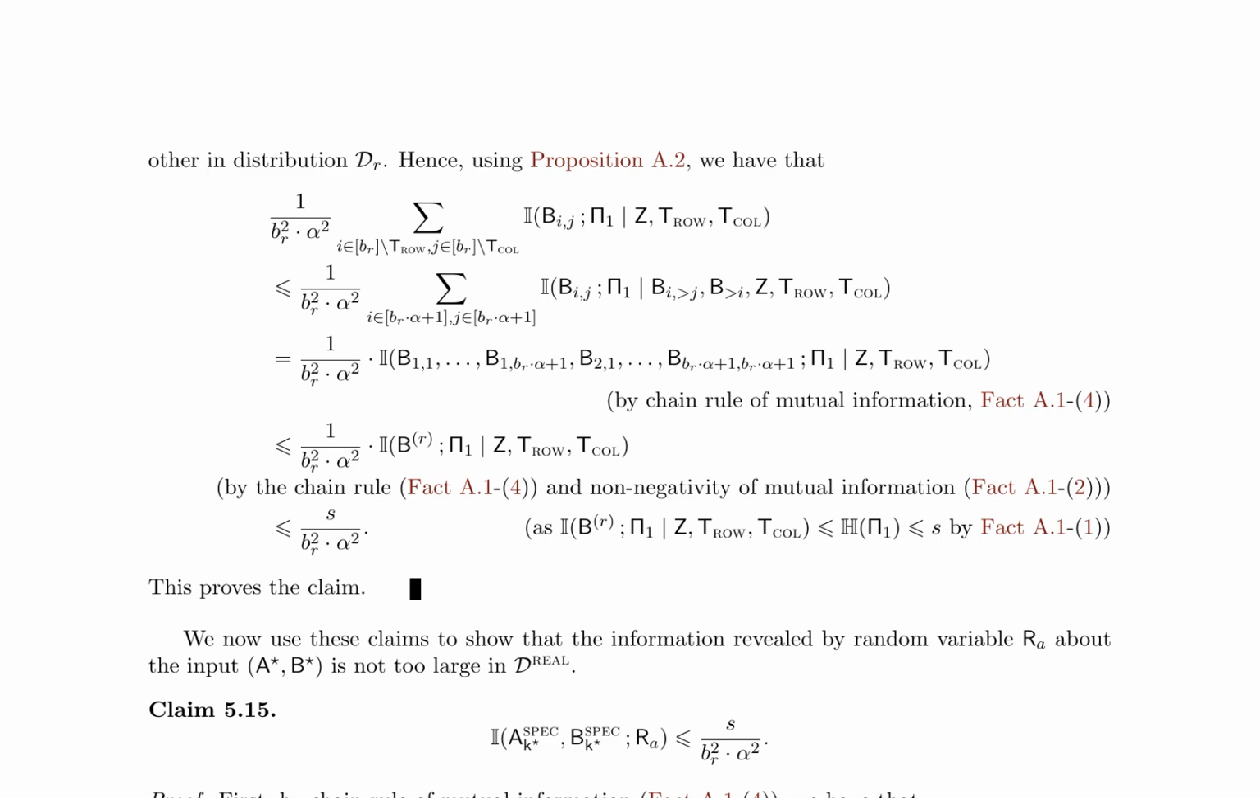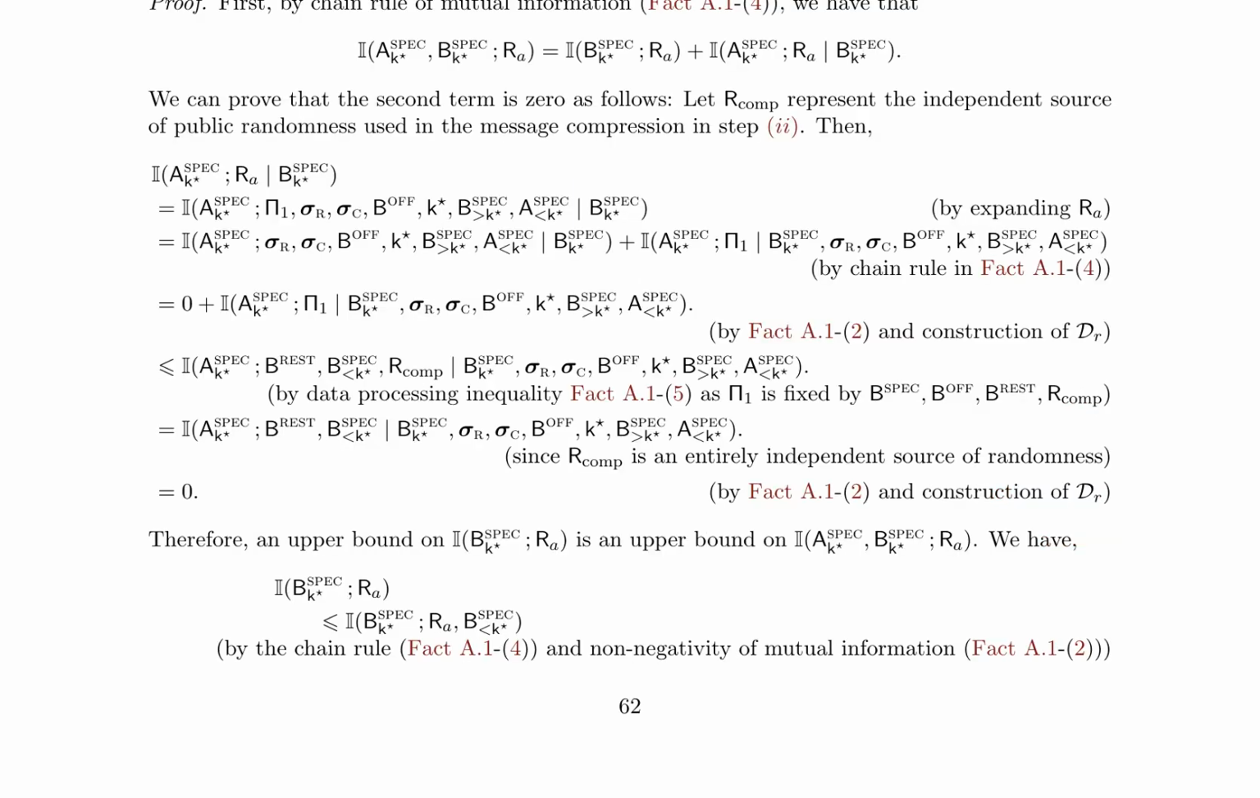This analysis provides insight into the security and efficiency of the quantum communication protocol under consideration. The chain rule of mutual information is a fundamental concept in information theory, allowing for the decomposition of mutual information into manageable components. In this context, it enables the derivation of bounds on the information revealed by Π_raw about the input, A, B. The non-negativity of mutual information ensures that the derived bounds are meaningful and applicable to the analysis.